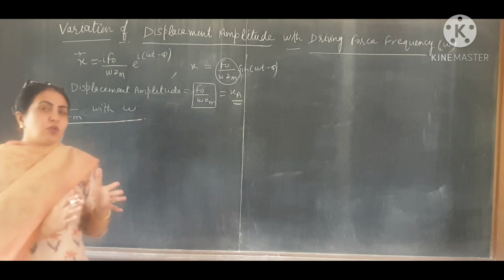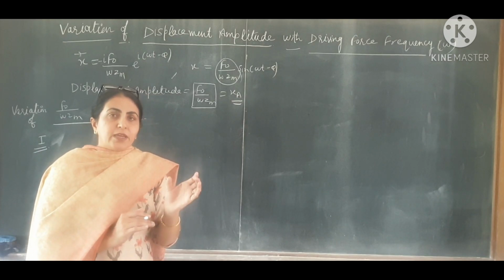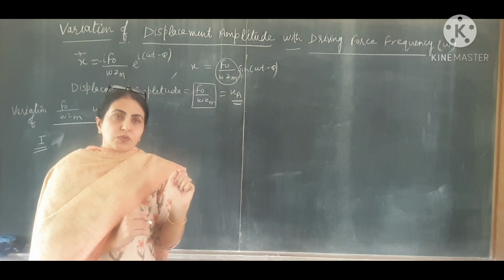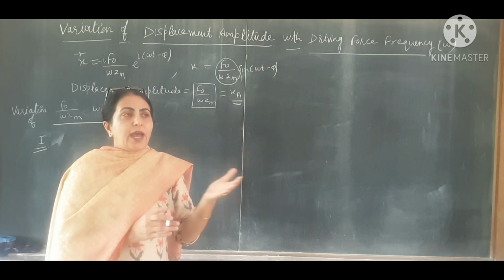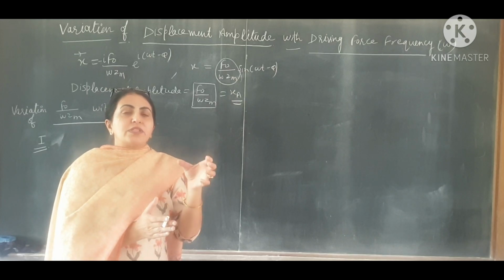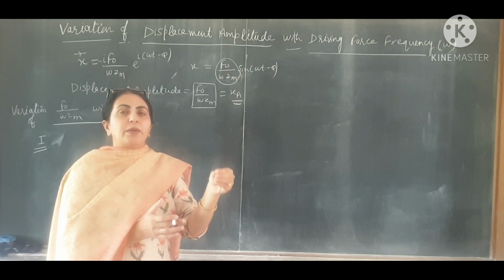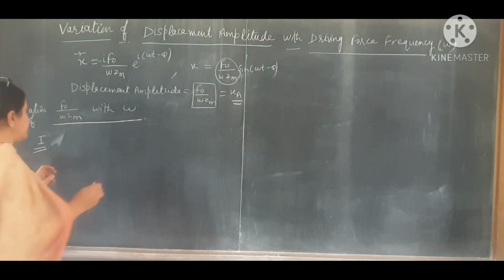So we take its three values. One value which is very less, that is when omega approaches 0. Second, very high, that is omega approaches infinity. And third, the frequency where resonance occurs. Resonance occurs means the frequency where the value of displacement amplitude is maximum. Clear? So it is a very important article.